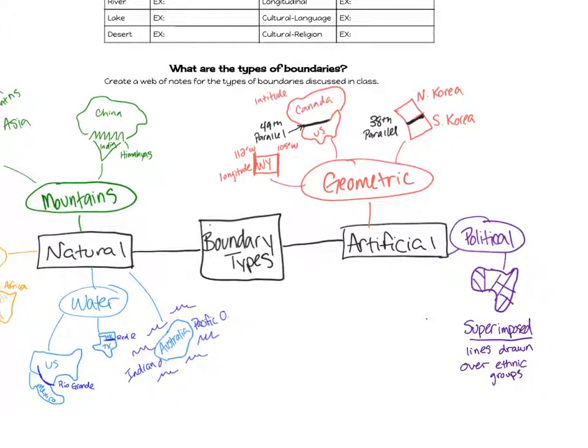Okay, and the last one that we're going to do, I'm changing colors again. I'm going to do cultural. The last type of boundary is a cultural boundary.